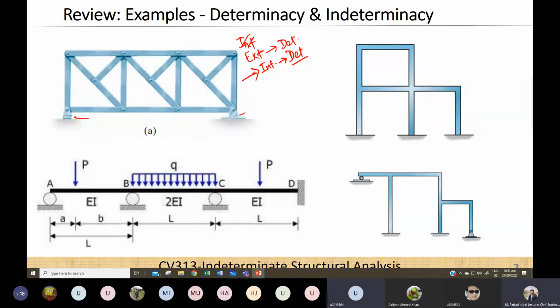It is determinate because this is a roller and this is a hinge. So we have three reactions and we have three equations of motion. So externally it is determinate and internally as well it is determinate. What about this frame?